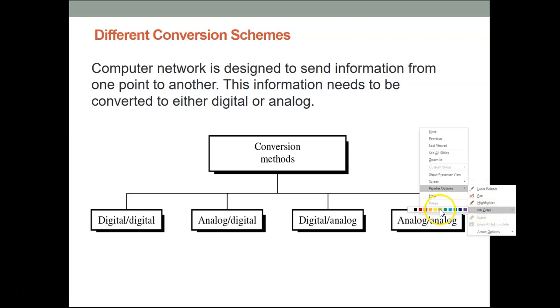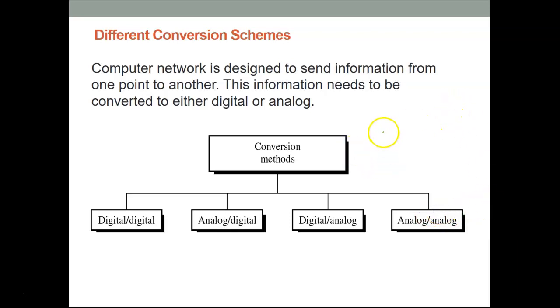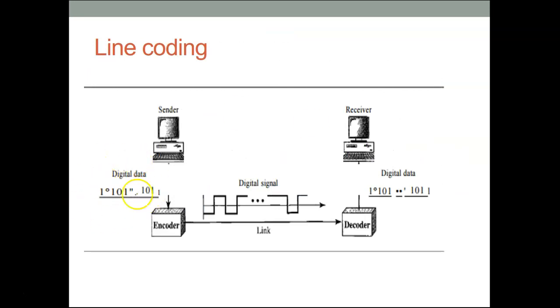So for example, if we see this diagram, this is Ali and this is Ahmed. So Ali wants to send some data, some text to Ahmed, to the receiver who is Ahmed. Information stored in Ali's computer are like this, ones and zeros. We call it digital data. So the data he wants to send, the text, is basically stored in his computer as ones and zeros. We call it digital data.